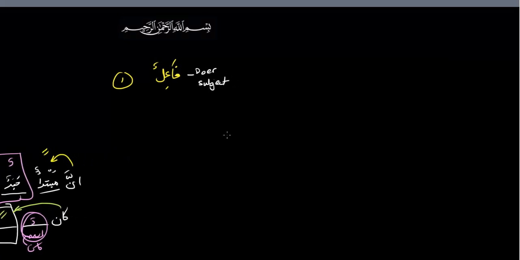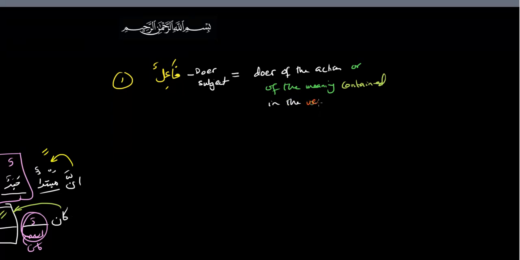So the fa'il is the doer of the action, or of the meaning contained in the verb. Sometimes it's not explicitly mentioned, but the verb action will suggest the doer, whoever is doing the action or the meaning of the verb that has been expressed.